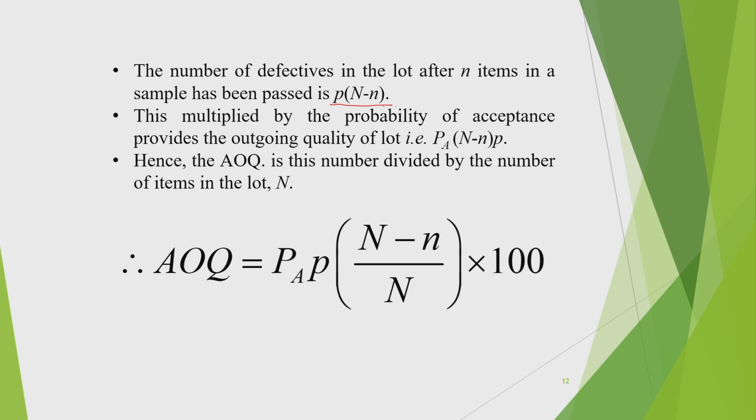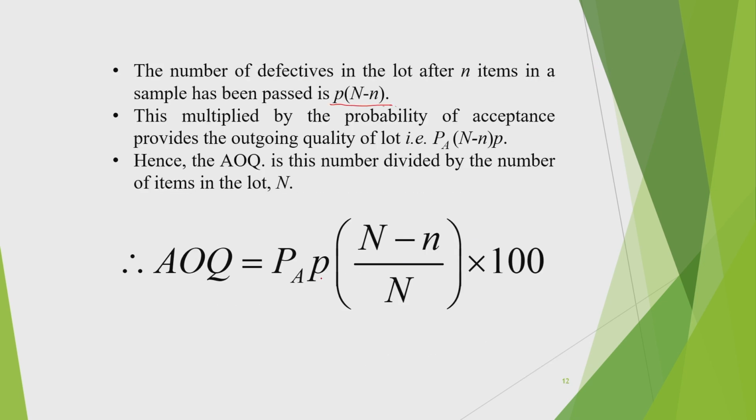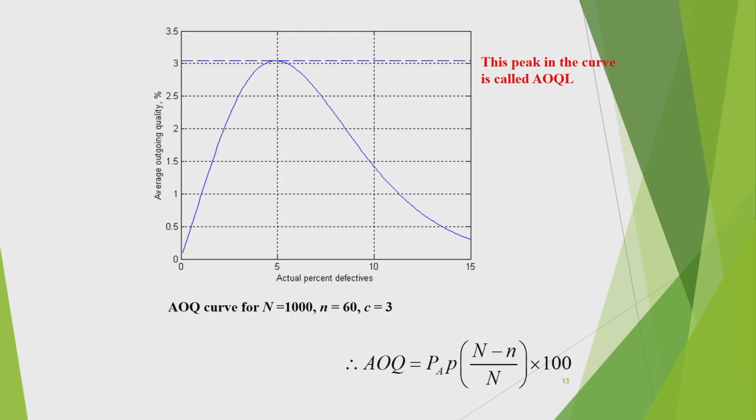If you plot this quantity with respect to actual percentage defective p versus AOQ, although in this expression you are getting p, Pa is also dependent on p. So you will get this type of graph. That means as actual percentage defective increases, the average outgoing quality level increases. That means more defective chances are there, but after a time it saturates and it comes down.